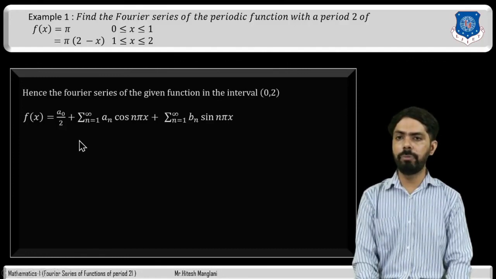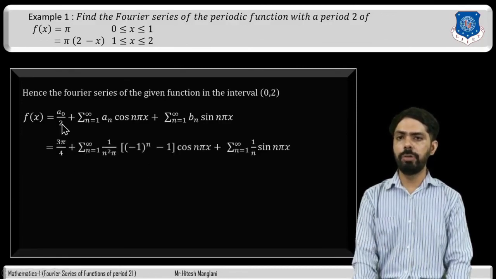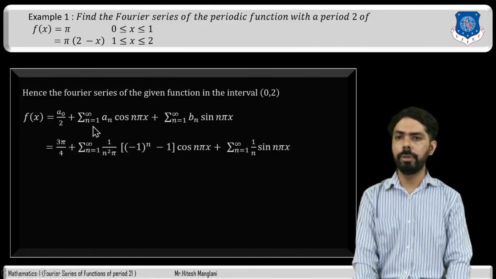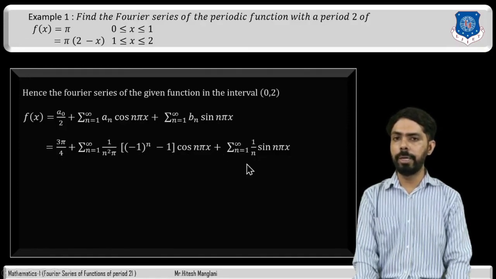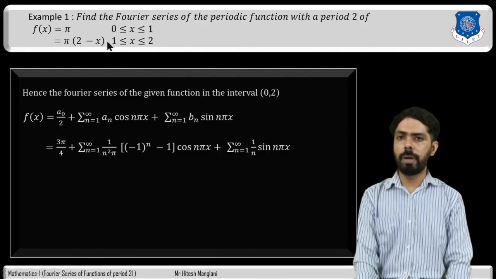Now we have already found the value of a0, an and bn. So we will put the value of a0, an and bn in this Fourier series. So it will be 3 pi divided by 4 plus sigma n equal to 1 to infinity 1 divided by n square pi in bracket minus 1 raised to n minus 1 into cos n pi x plus sigma n equal to 1 to infinity 1 divided by n into sin n pi x. So this is the Fourier series of the function f of x, which is pi for 0 to 1 interval and pi into 2 minus x for the 1 to 2 interval.